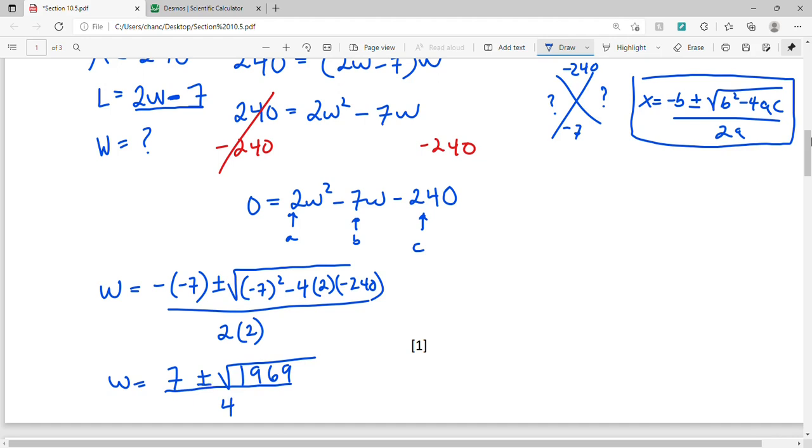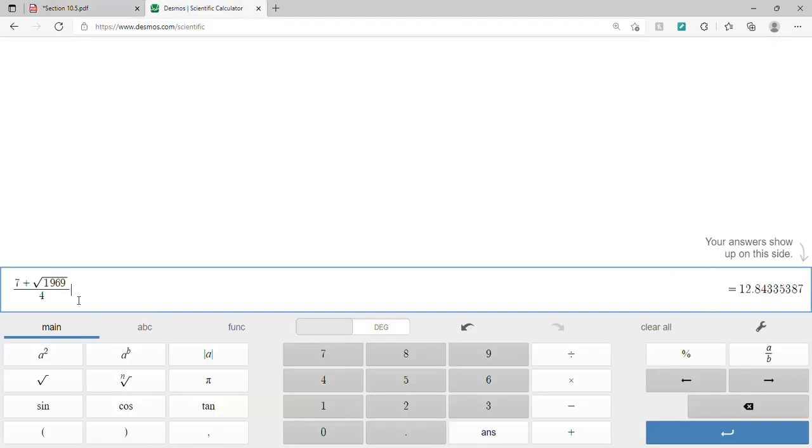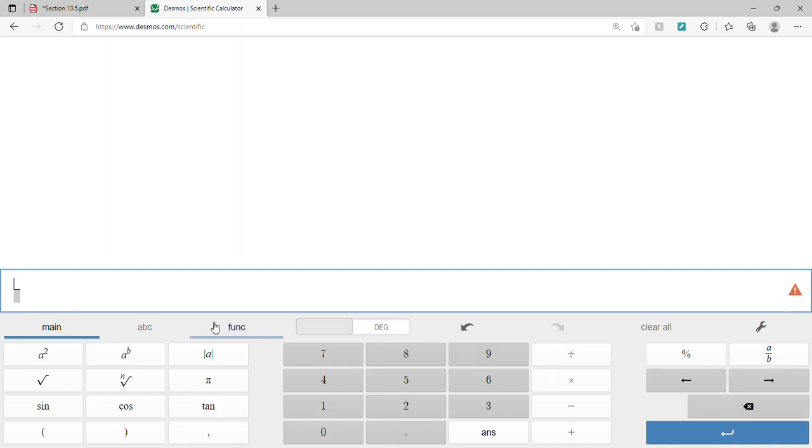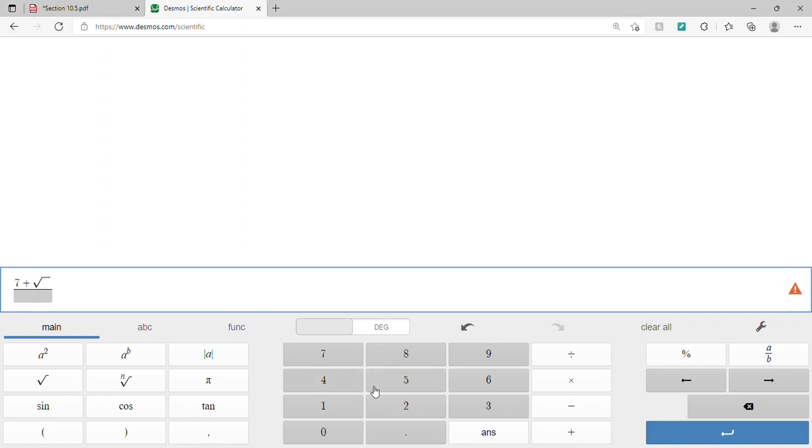So we'll need to use a calculator now. I'll use Desmos for this. For the first one, we'll enter 7 plus the square root of 1969 over 4. To enter this, I like to start with the fractional button, the A over B button, that gives me a fraction. And then we'll put 7 plus the square root of 1969, and then we'll divide that by 4. So this gives us our first solution, and that's 12.8. We'll round that to 12.8.